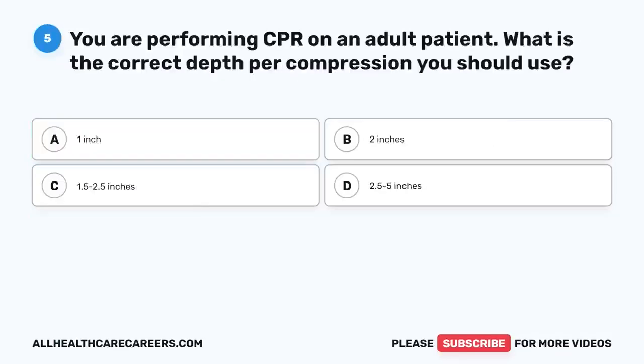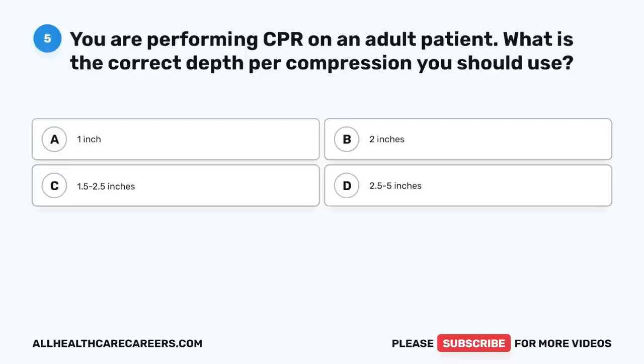Question 5. You are performing CPR on an adult patient. What is the correct depth per compression you should use? A. 1 inch. B. 2 inches. C. 1.5 to 2.5 inches. D. 2.5 to 5 inches.